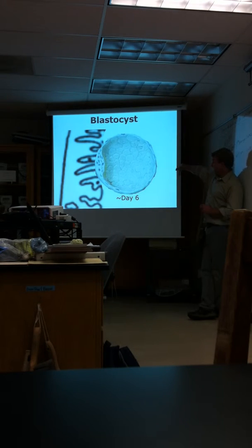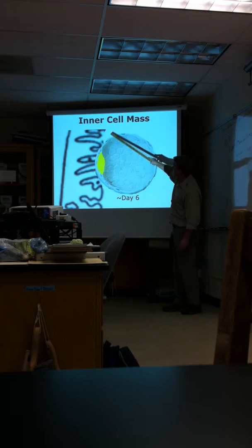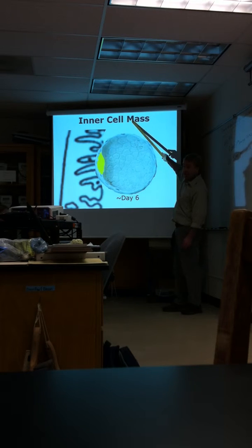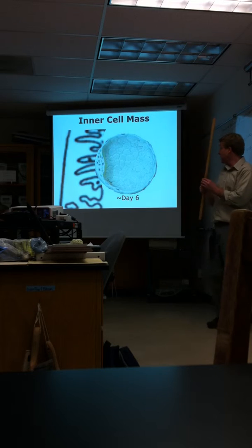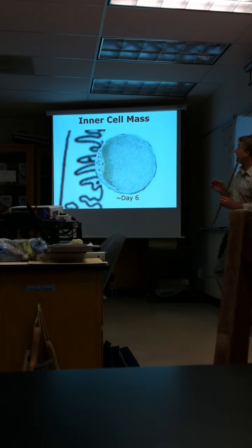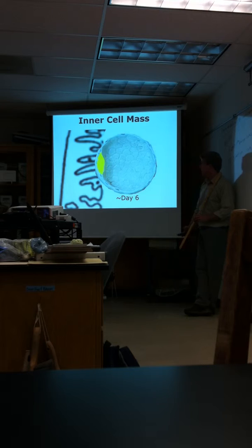One thing though, and this is where you might want to take note: the blastocyst has two types of cells. The cells right here, a little mass of cells, are called the inner cell mass. And so this is where we start to have differentiation. Those cells called the inner cell mass are the cells that eventually will become the embryo, and we'll see how that works next time.